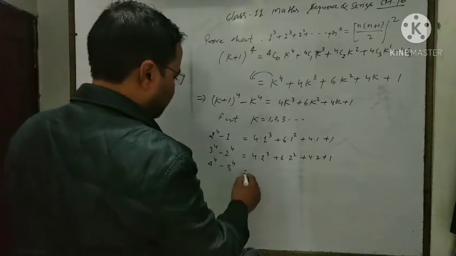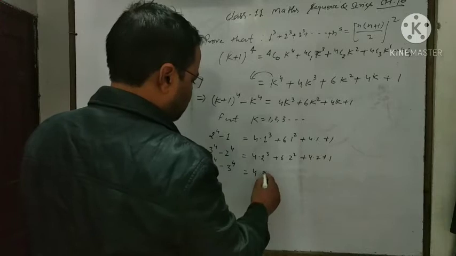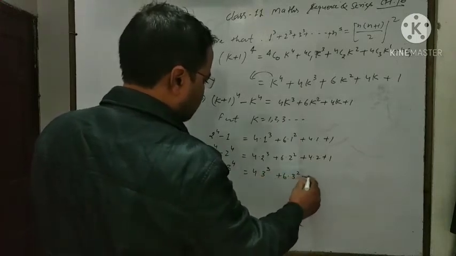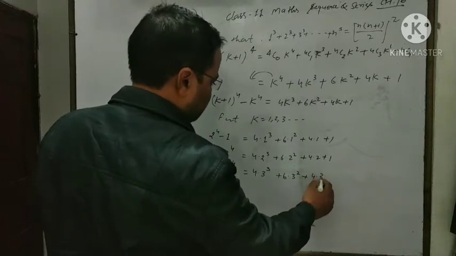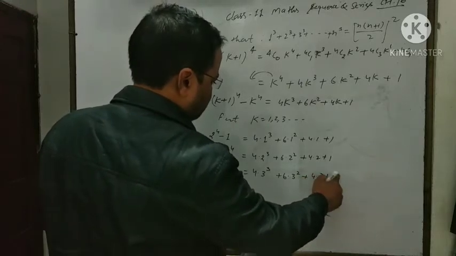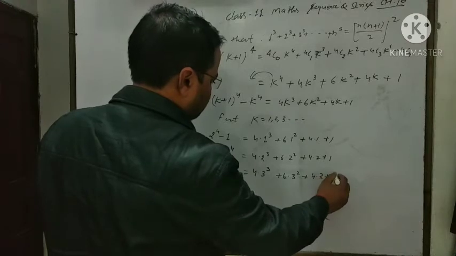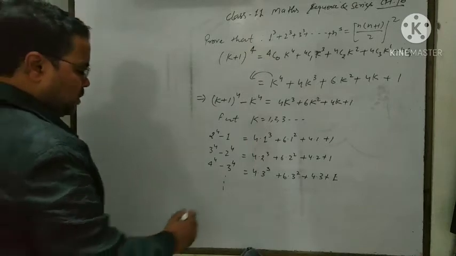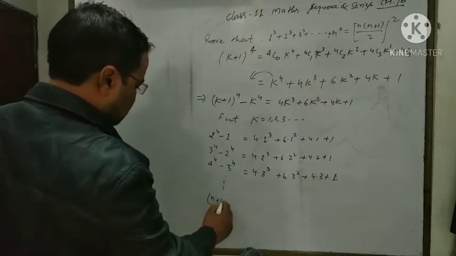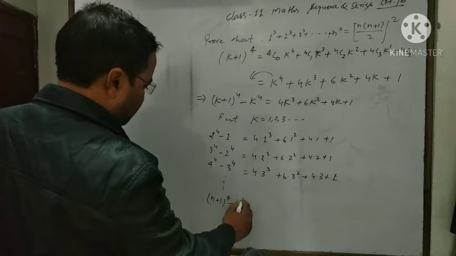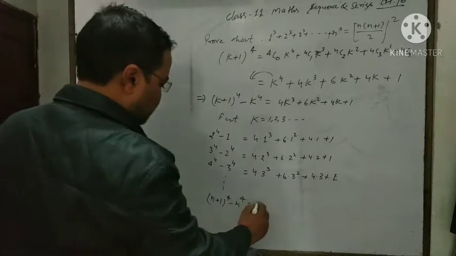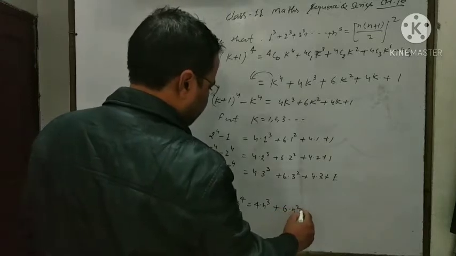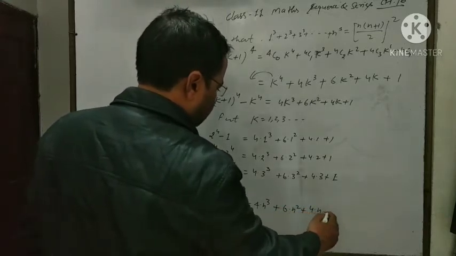3 raised to the power 4, and its value will be 4 into 3 cube plus 6 into 3 square plus 4 into 3 plus 1 plus 1. Similarly, if we put k is equal to n, then it will be (n plus 1) raised to the power 4 minus n raised to the power 4, and here it will be 4 into n cube plus 6 into n square plus 4 into n plus 1.